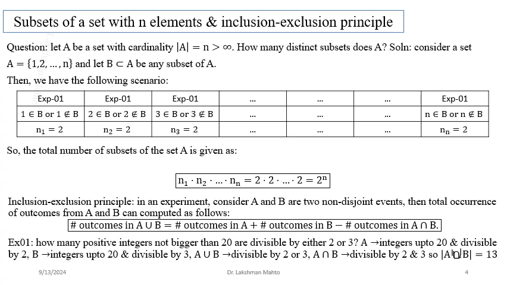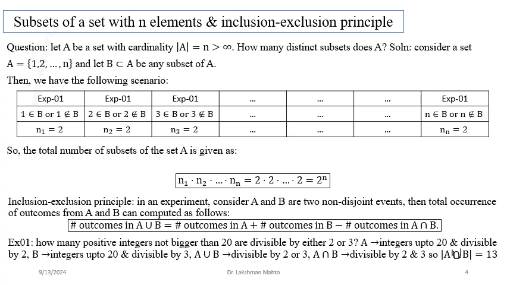It is very easy to find the number of positive integers up to 20 divisible by 2. How will you find it? 20 by 2 is 10. And you have to take the nearest integer because you are counting. How many integers are divisible by 3 up to 20? 20 by 3 is 6 point something, so the nearest integer is 6. And how many integers are divisible by 2 or 3?